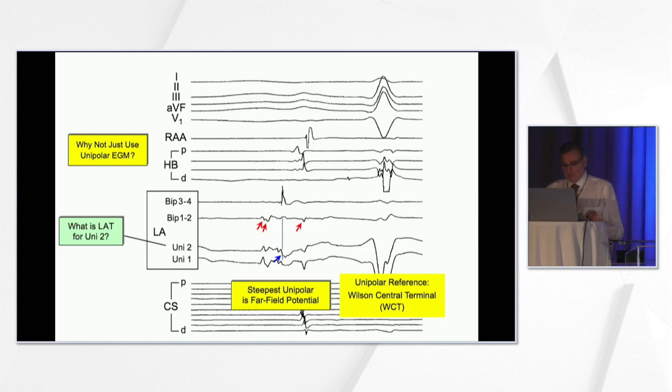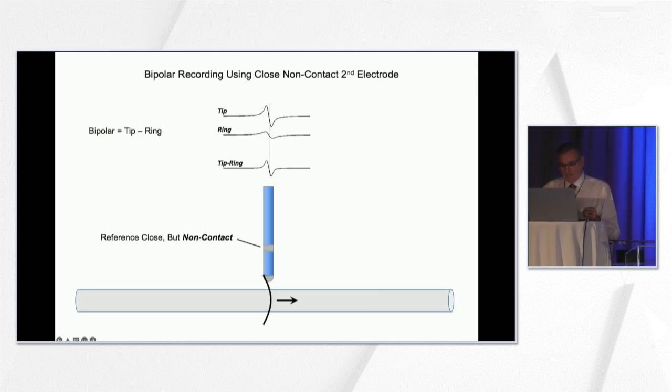And the problem is there's sometimes a little far field component on the bipolar. One of the biggest problems we have in mapping is interpreting far field signals as local. Now, one way to get rid of this is to bring the indifferent electrode, or the reference electrode, much closer to the recording electrode in that unipolar electrogram. So you have a close electrode, but non-contact.